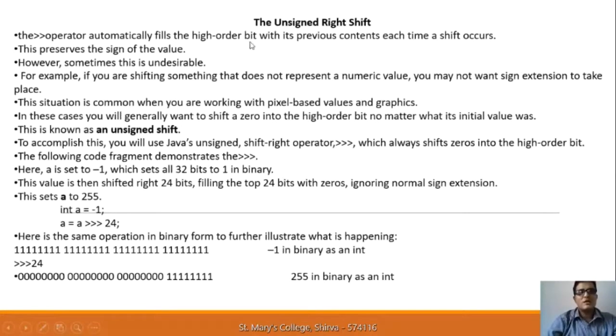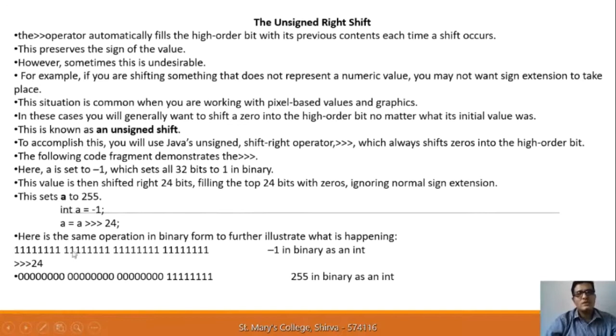Unsigned right shift operators are very essential in pixel based graphics values. If we want to shift from a negative value to a positive one, then this kind of unsigned right shift operator is required. These three greater than symbols are treated as an unsigned right shift operator. Let us take the value of -1 in 32-bit binary and shift 24 bits. Then what is the new value we are getting?